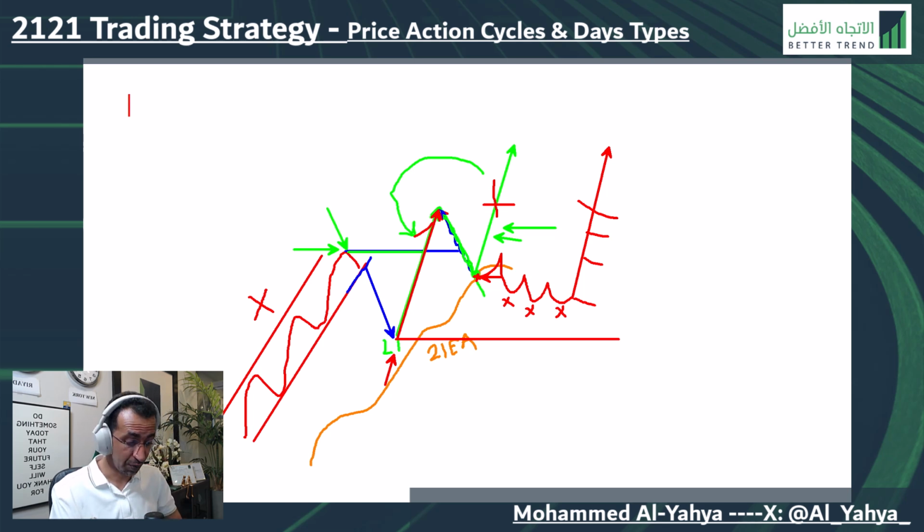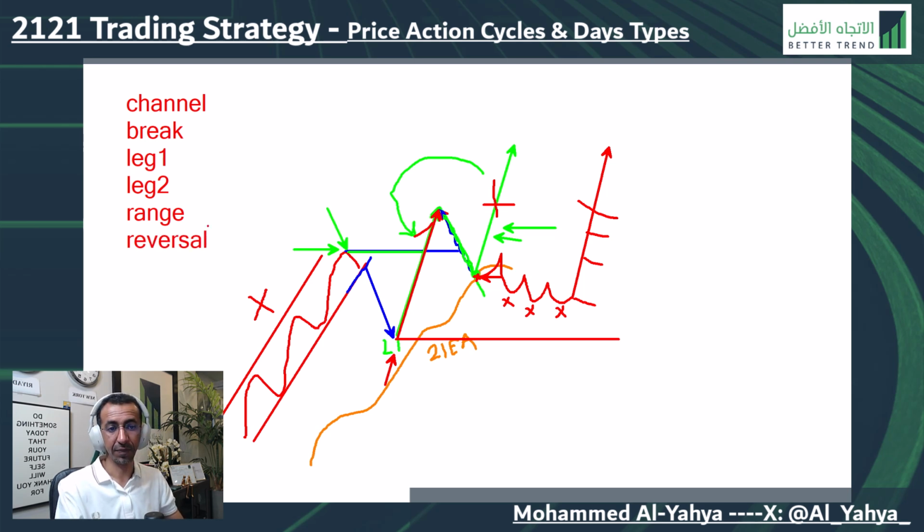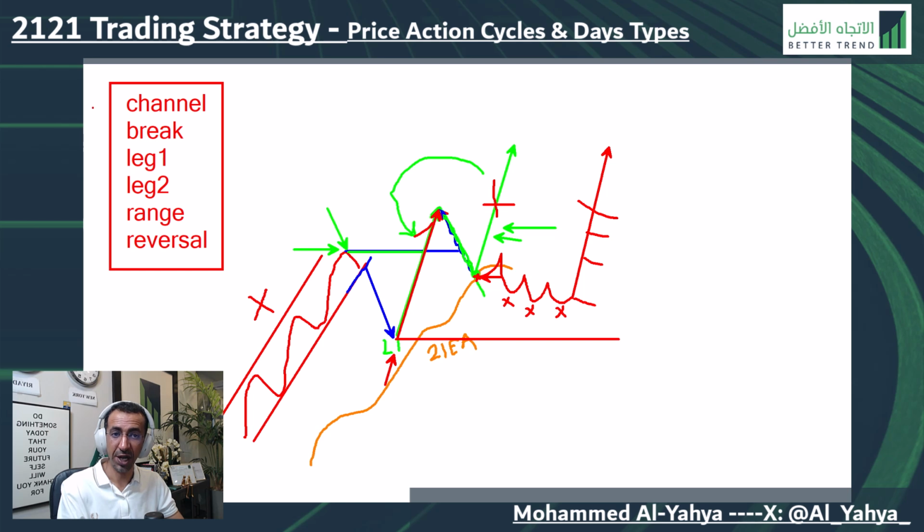You write it here. You have to memorize that. Channel, break, leg 1, leg 2, then range, then reversal. Okay? Channel, break, leg 1, leg 2, trading range, reversal. Memorize it, you can sing it. Channel, break, leg 1, leg 2, trading range, reversal. Channel, break, leg 1, leg 2, range, reversal. This is the ideal price action cycle.